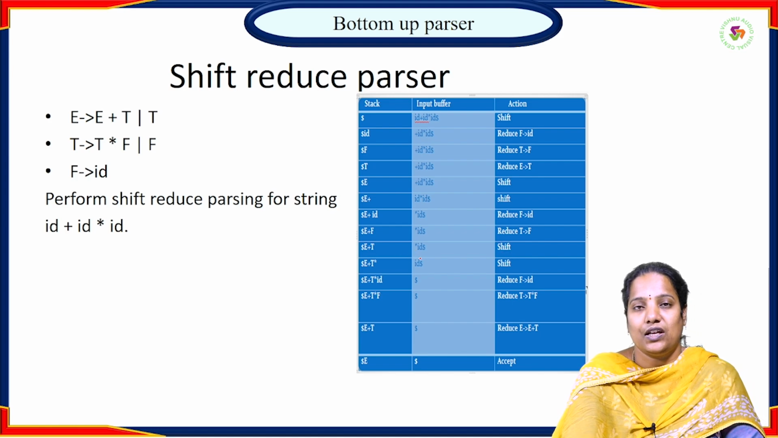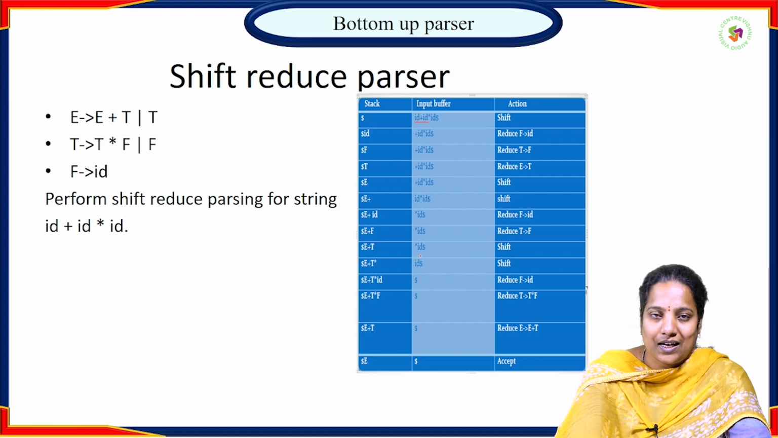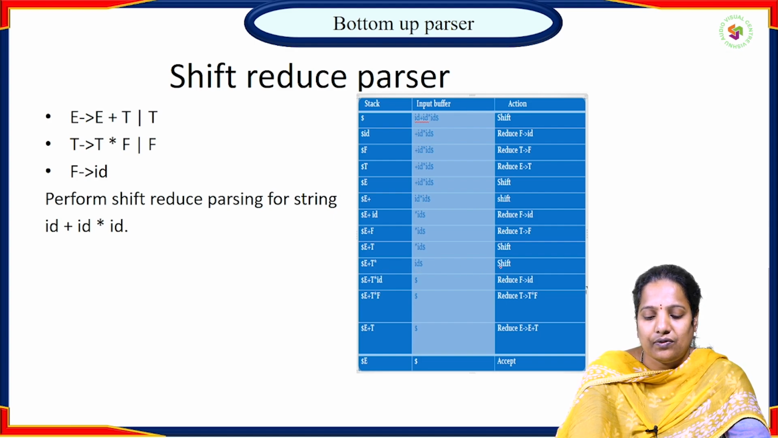For that purpose, we need to check the precedence of the operators. What is the current operator and what is the previous operator that is there on the stack. If the current incoming operator has higher precedence, then we need to push that particular operator onto the stack. After pushing that, the stack contains E plus T star. Then the next input symbol is ID, then we need to shift because it is not a handle. Whenever we are shifting, the top of the stack is ID.